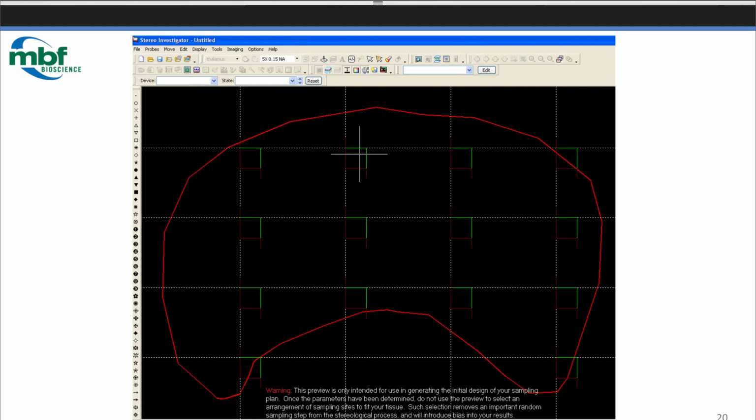The red line is the tracing of the cross-section. The white dotted line is the grid space among the counting frames. The counting frames show red sides and green sides. Those are cross-sections through your dissectors. The warning on the bottom is not really a warning. It's telling you that you are not going to be able to control the throw of this grid down on the tissue. The only thing you control is the spacing. You control the systematic part. For each cross-section of your tissue, we throw this grid down randomly. That's why it's random systematic.